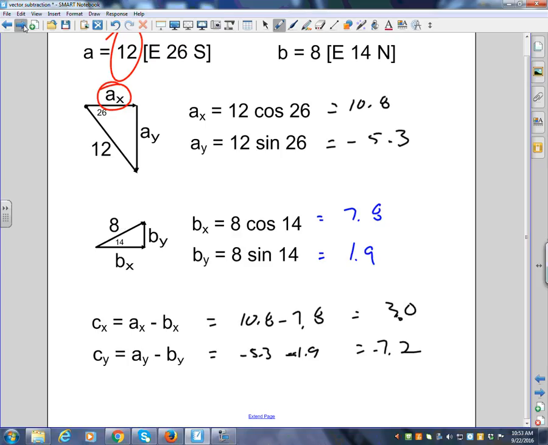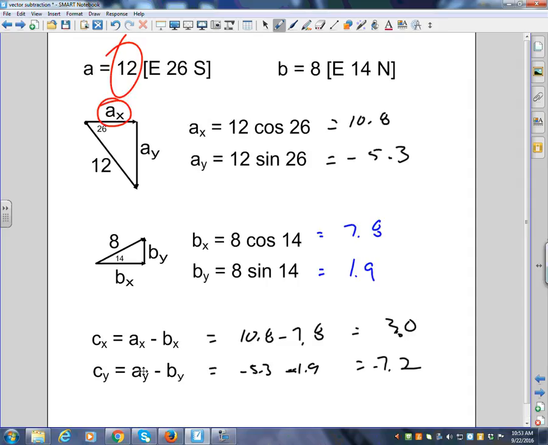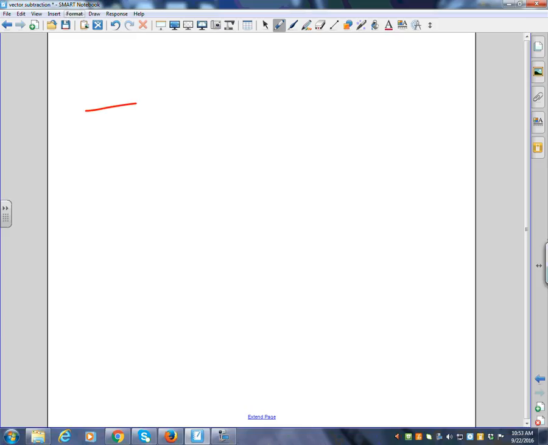So now what's the next step? You got to put the C back together again, right? So CX is equal to 3 and minus 7.2. So CX, right? And CX was 3.0, and the CY was minus 7.2. Where do those numbers come from? Just found them out right here.